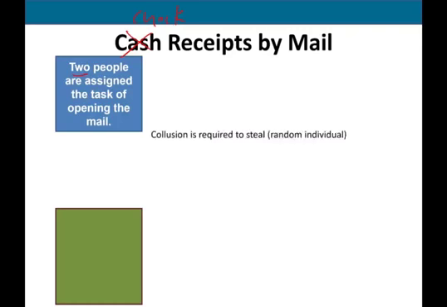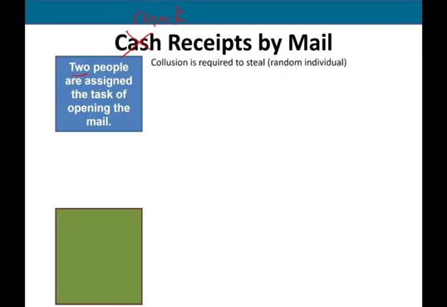Why is that the case? Because collusion is required. If we're going to steal the check and somehow convert it to ourselves, then we need to collude. We need to agree on this, and it's harder for 2 individuals to agree. So that's why we do so.